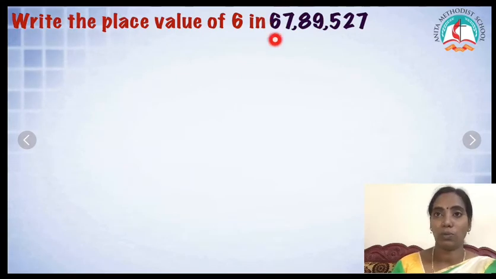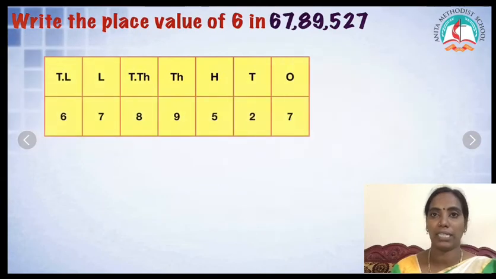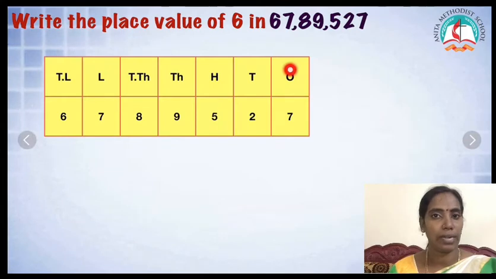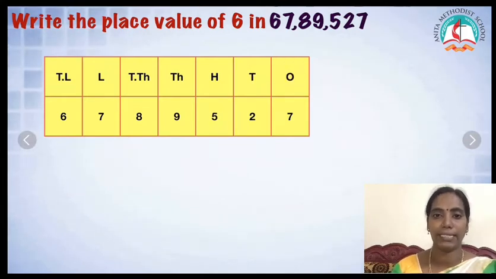Write the place value of 6 in 67,89,527. Children, what do you have to do first? Write the ones, tens, 100, the columns. Okay, then place all the numbers. So ones 7, tens 2, hundreds 5, thousands 9, 10,000s 8, lakh 7, 10 lakh 6.